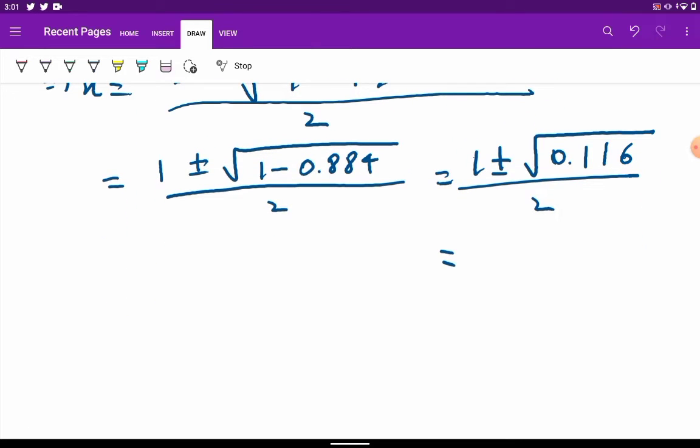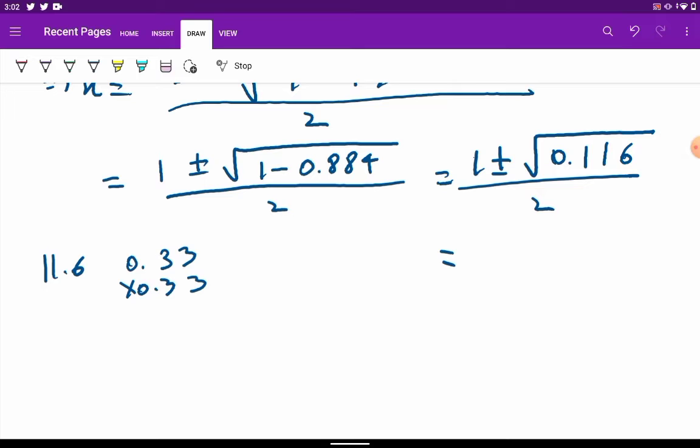So see, 0.116, multiply 100 to it, it becomes 11.6. What could be the possible root of 11.6? We have to just divide 10 by that, right? So the root of 11.6 will obviously lie between root 16 and root 9, which is 3 and 4. So it will be somewhere around 3.2 to 3.3, so let's say I take 0.33, right?